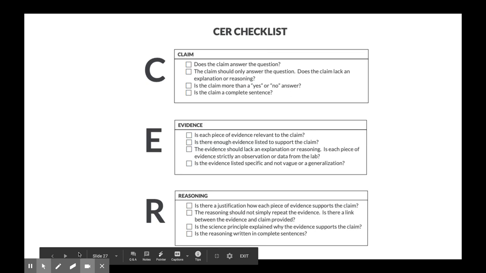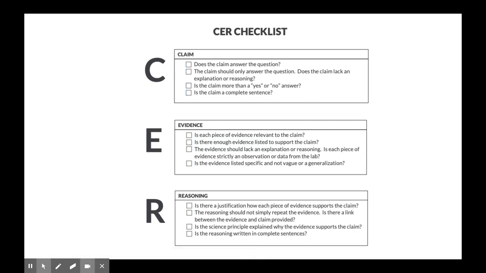I want you to also note that this CER strategy can be useful in just everyday life. When you're reading a newspaper article or watching the news, you can observe the claims that the article or the journalist is making, analyze the evidence they're providing for that claim, and pay attention to the reasoning behind those. This is really helpful in analyzing information that is coming to you, not just scientific information.